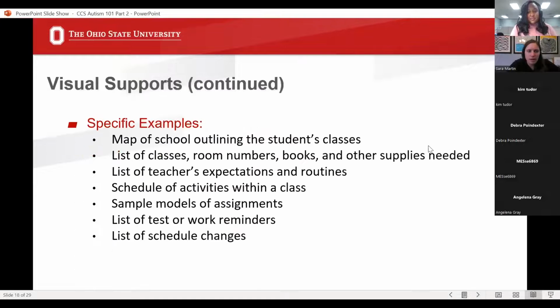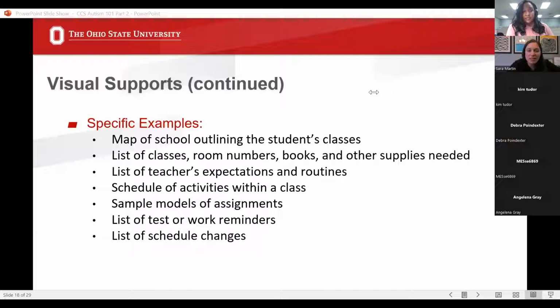On the next slide, I go through some more specific examples. So feel free to keep sharing any examples of visual supports that you use. Some specific examples can be a map of the school outlining the students' classes. Especially for those students who are in middle school or high school that may be transitioning to different classes. Also just for a student in elementary school who may need to go to the gym or the art room, having a map so that they know where they're going can be very helpful.